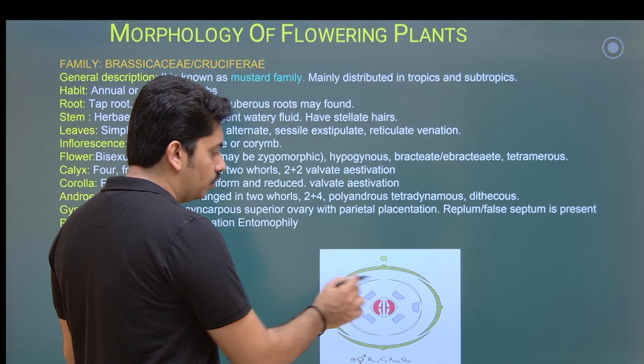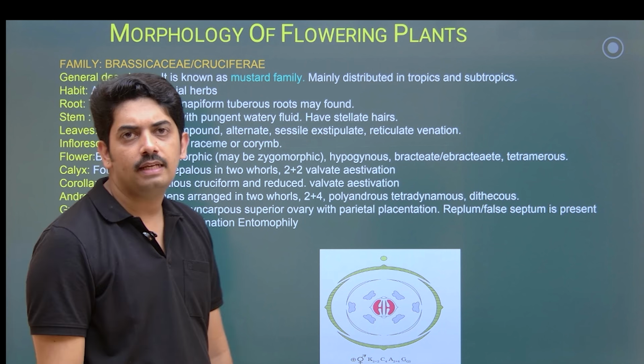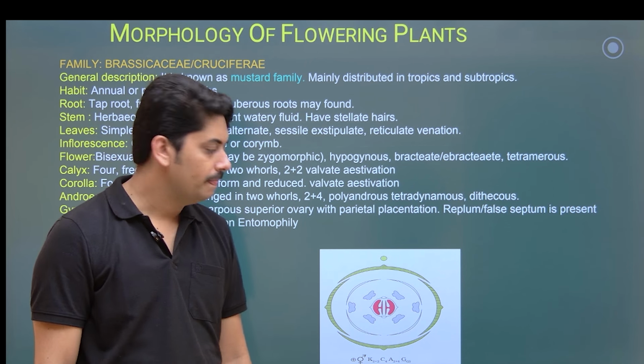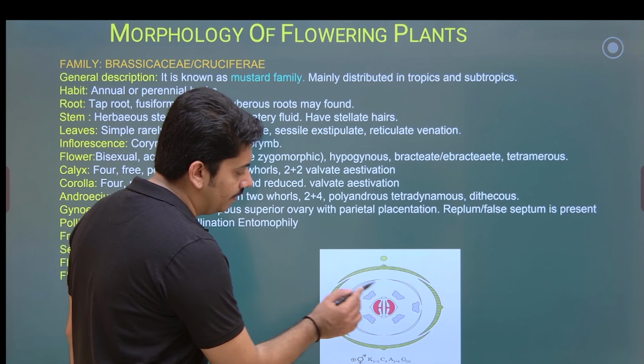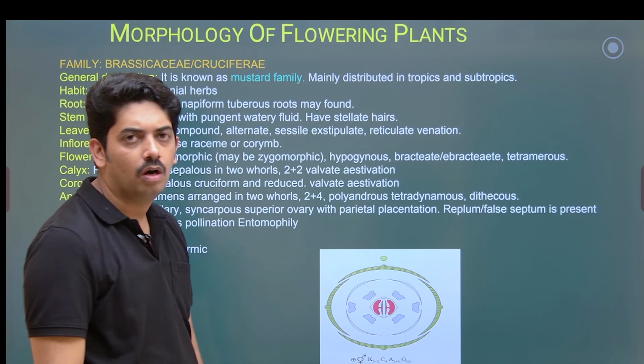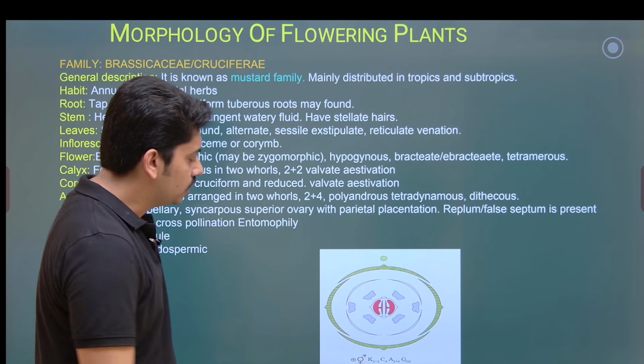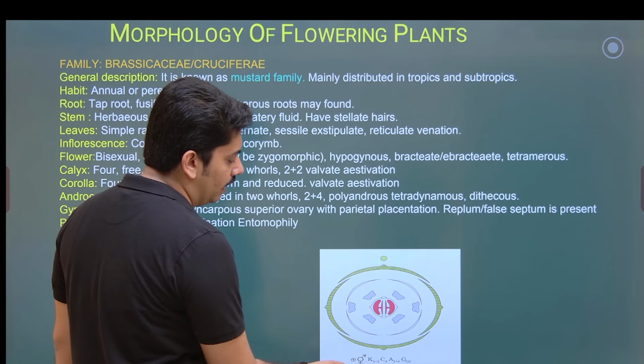Then gynoecium, bicarpellary, syncarpous and hypogynous condition is observed, and this represents the septum or replum. A false septum is observed here. Just observe the floral formula.